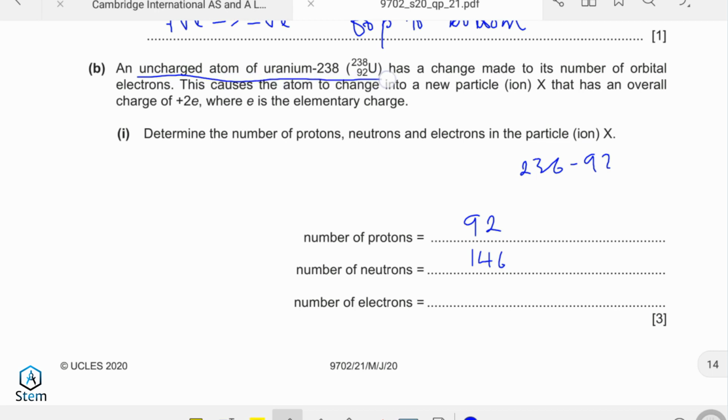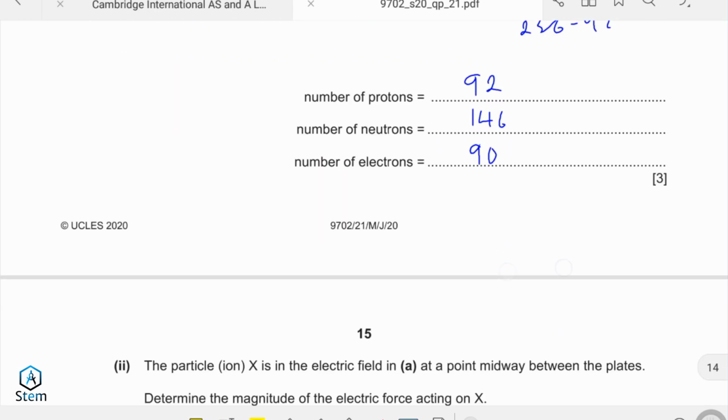Originally we had 92 electrons and 92 protons. That's why our atom was not charged. Positive and negative were balancing out. When we removed 2 electrons to cause a deficit of 2 negatives, it means our electrons became 90. So that is the number of the particles required.